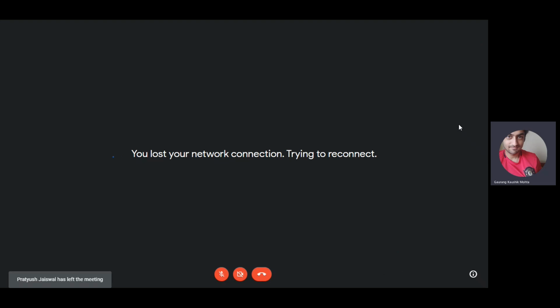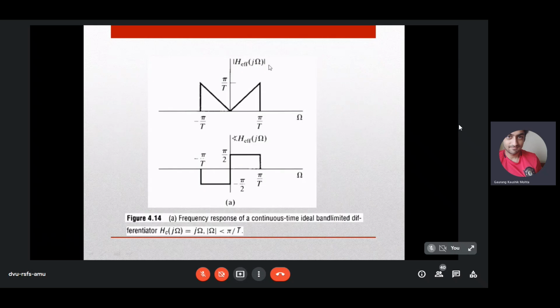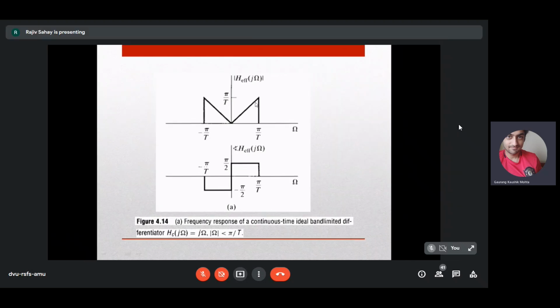The corresponding frequency response of the filter would be equal to j into omega. So for processing band limited signals, you can write H effective j omega is equal to j omega for mod omega less than pi by T, and is 0 for mod omega greater than or equal to pi by T. So the plot of the amplitude response of H effective j omega looks like this. It goes on increasing up to pi by T and then goes to 0 beyond pi by T. So it is equal to j omega, so the maximum amplitude is pi by T.